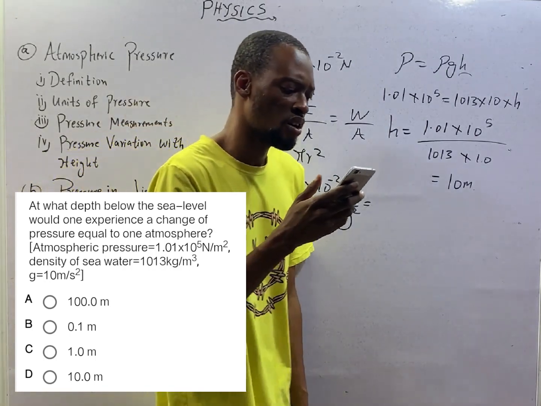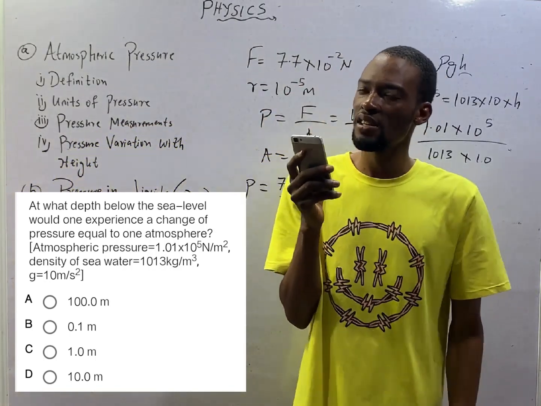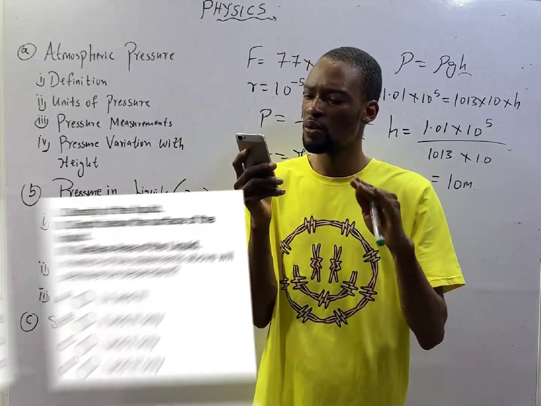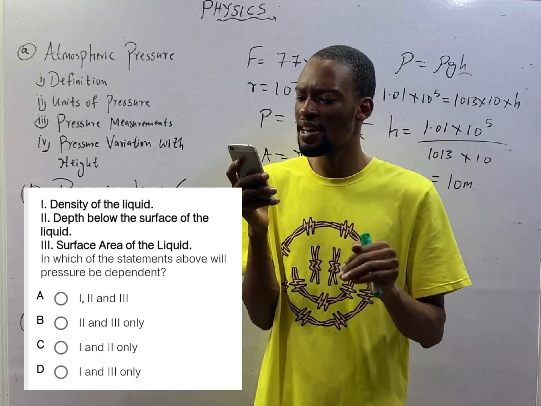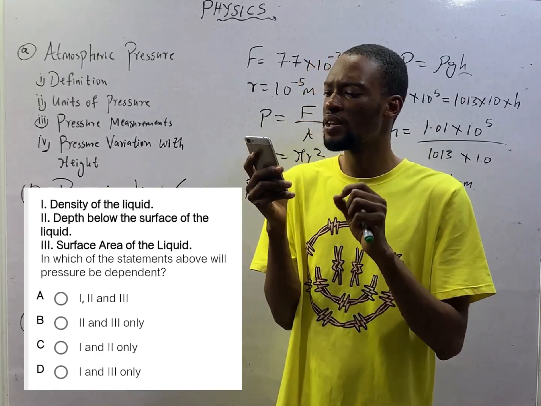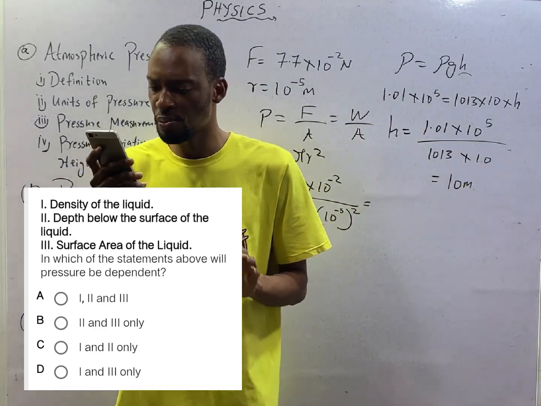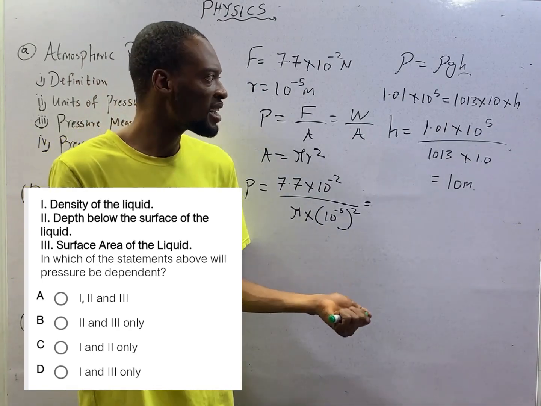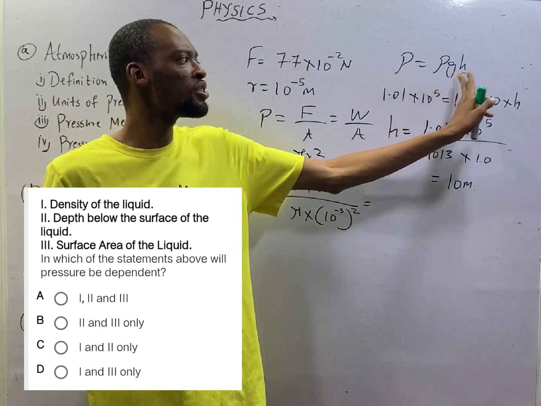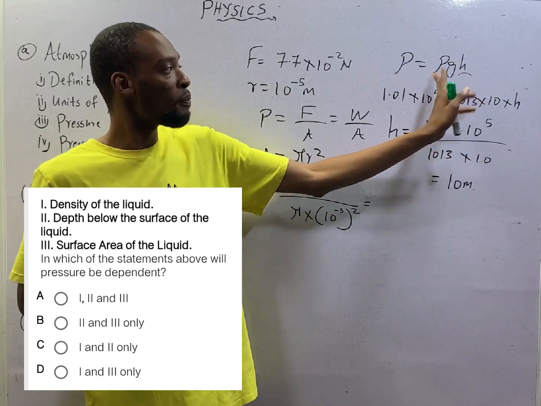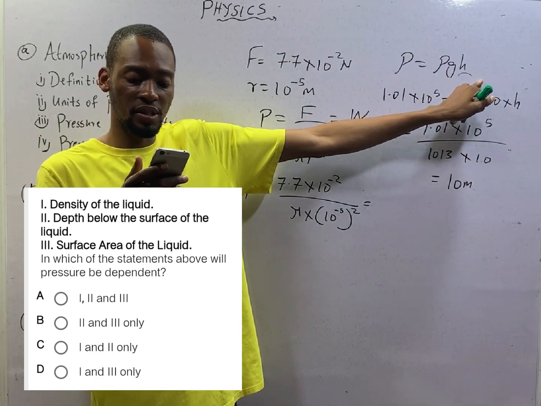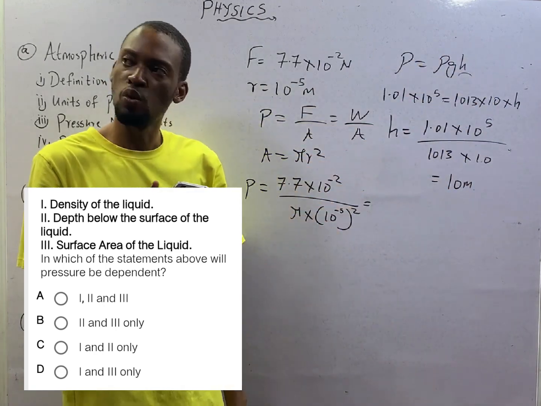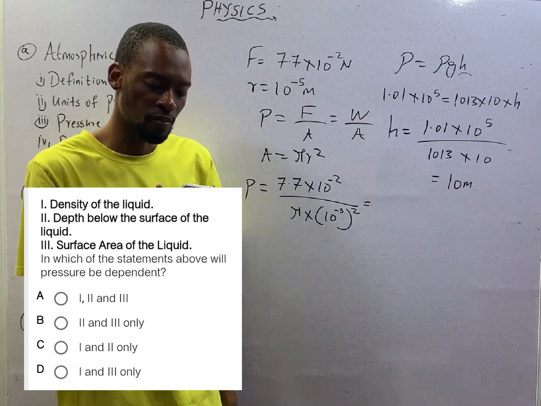And the next question. Roman figure 1, density of the fluid. Roman figure 2, depth below the surface of the liquid. Roman figure 3, surface area of the liquid. In which of the statements above will pressure be dependent? What does pressure depend on? Does pressure depend on density? Yes. For liquid, pressure is rho g h. Pressure depends on density. Pressure depends on height, which is the depth below the surface of the liquid. So pressure depends on density and depth below the surface of the liquid.